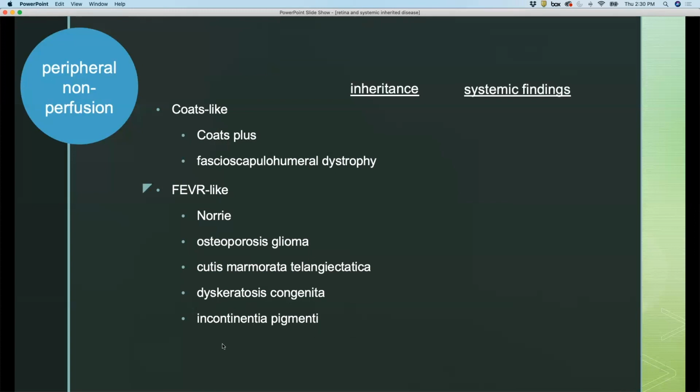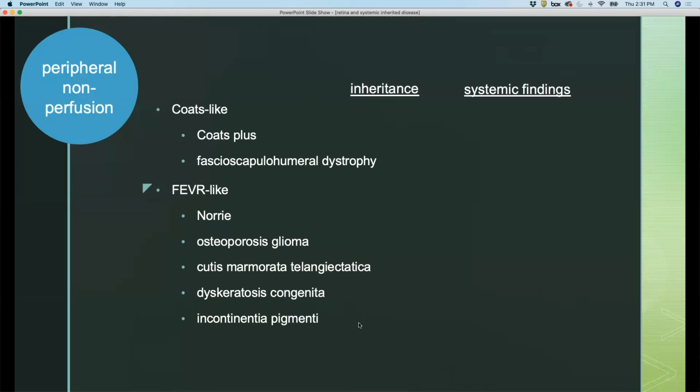Yes. So tell me what you remember about incontinentia pigmenti. So it can, it's like peripheral non-perfusion. It can look like ROP, right? And then I think things can look like ROP or FEVR, and all these things can look similar.